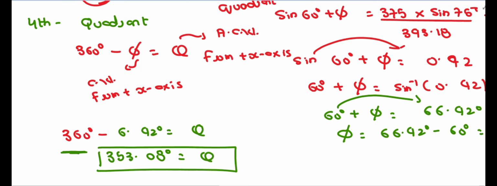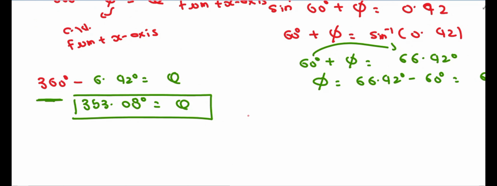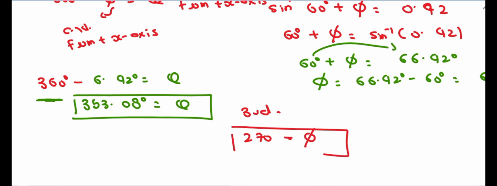But what if our resultant vector is acting along the third quadrant? Then we should subtract phi from 270 degrees, so that we get the angle of the resultant measured from the positive x-axis. That's the difference. Now your question has been solved, and your concept too.